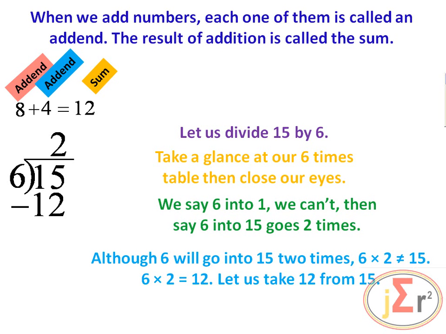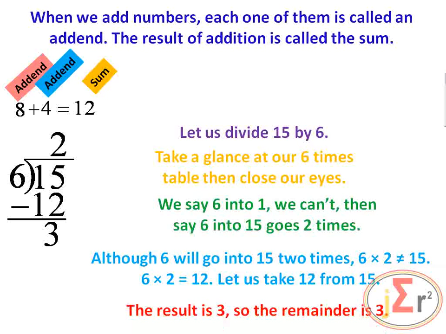And if we subtract that 12 from 15, what will happen? You have a remainder of 3. Right. We will have 3 left over. So the result is 3 that is left over, and that is our remainder. So when we are dividing, 6 into 15 goes 2 times. Right, 2 is our quotient, and we have a remainder of 3. So 3 is our remainder.